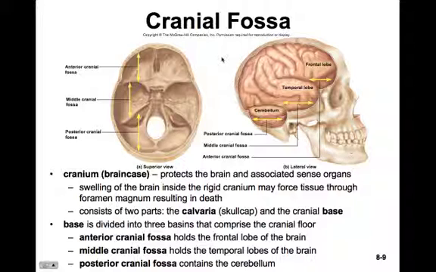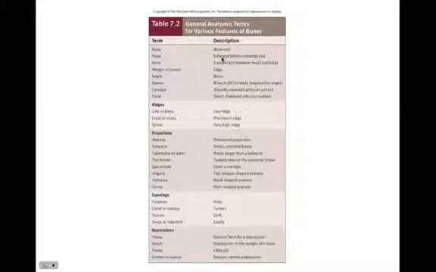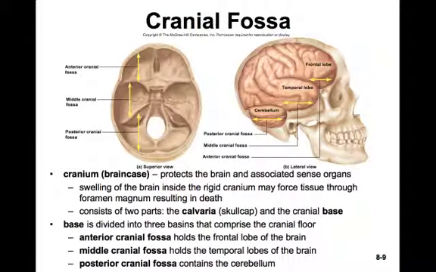Now, when we look at the cranium itself, it has a number of different fossa inside. What did fossa mean again? Let's take a look at that table. A fossa is a general term for a depression. So 3 major fossa in the skull. There's the anterior cranial fossa, which holds the frontal lobe of the brain, you can see here. The middle cranial fossa holds the temporal lobes of the brain. You can see those here. And the posterior cranial fossa contains the cerebellum.